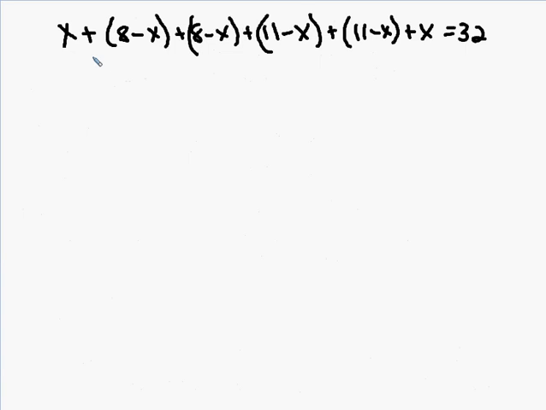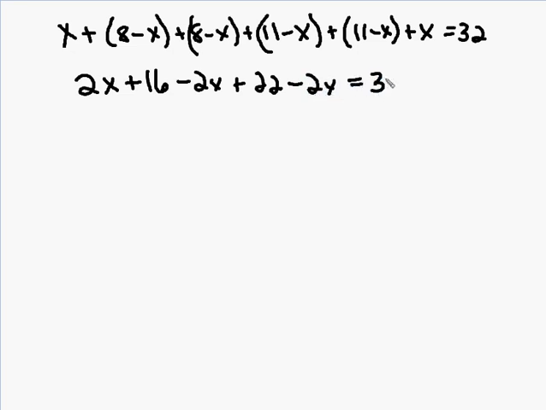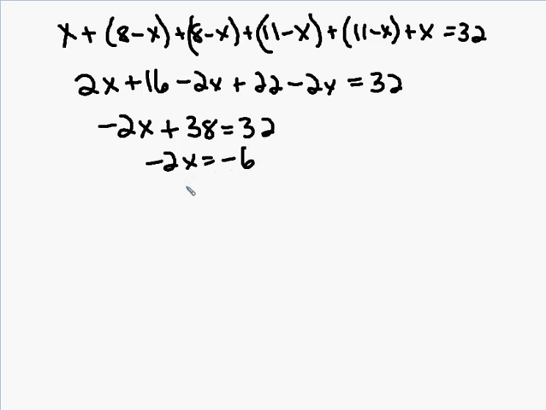If I simplify the equation, now I have 2x plus 16 minus 2x plus 22 minus 2x is equal to 32. I have 2x, negative 2x, and negative 2x, that leaves me with negative 2x. Plus 16 plus 22 is plus 38, is equal to 32. So negative 2x is equal to 32 minus 38, which is negative 6. Or x is equal to 3.